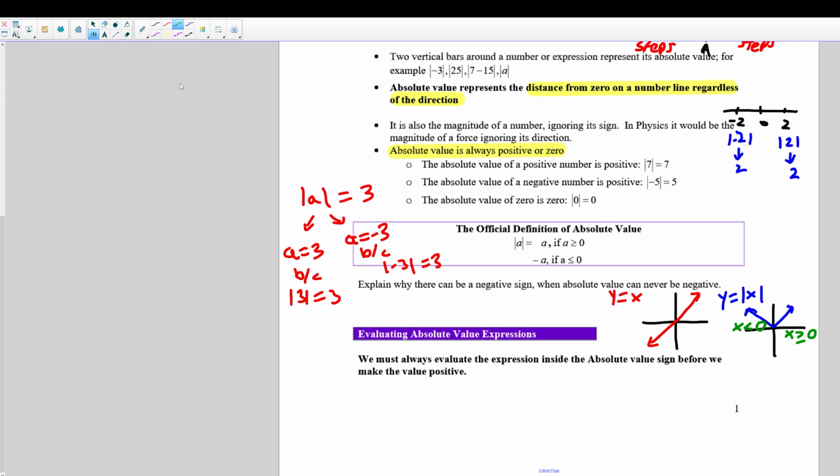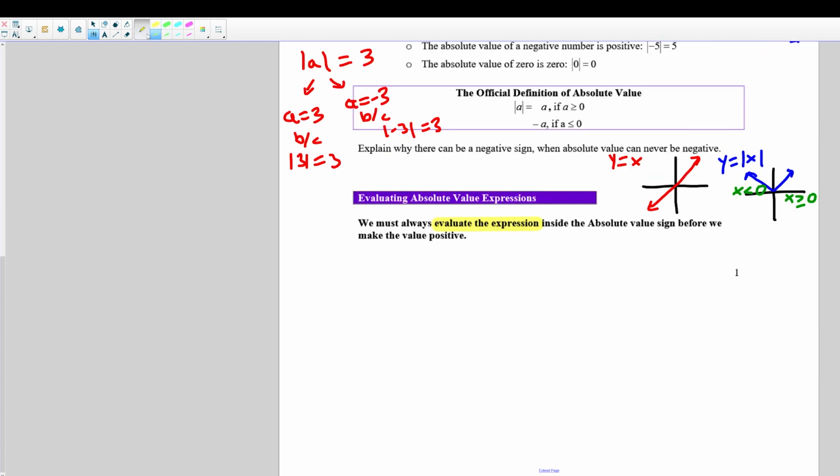Now, before we move on, let's talk about evaluating expressions with absolute values. We need to make sure that we're still applying the rules of BEDMAS when we're looking at different types of expressions. So we need to evaluate the expression inside the absolute value sign before we make the value positive. A good way to think about this, and maybe I'll just pull up an example here: let's say, for example, we have the absolute value of -3, plus 2, versus the absolute value of (-3 plus 2).